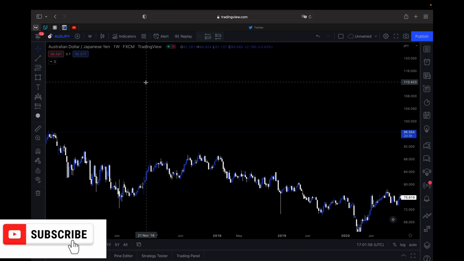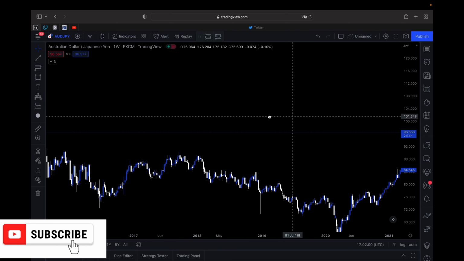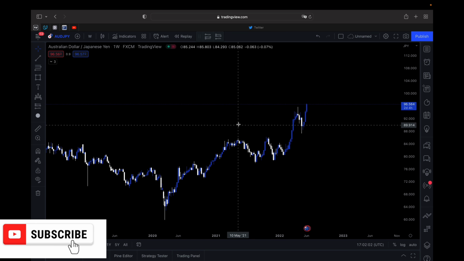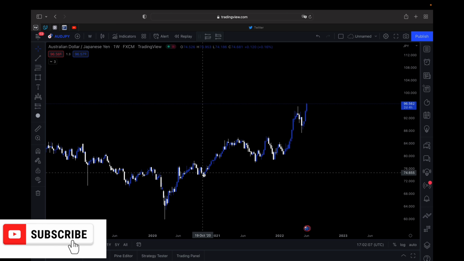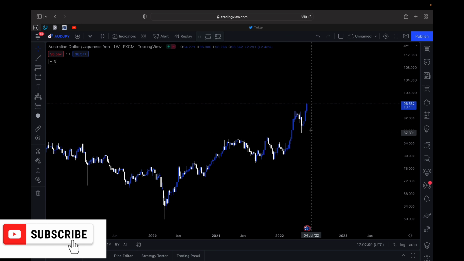So here I have AUDJPY, which is the Australian dollar Japanese yen, and over the past trading months this market has been trending bullish on the weekly time frame, by the way, because there are different trends depending on the time frame.